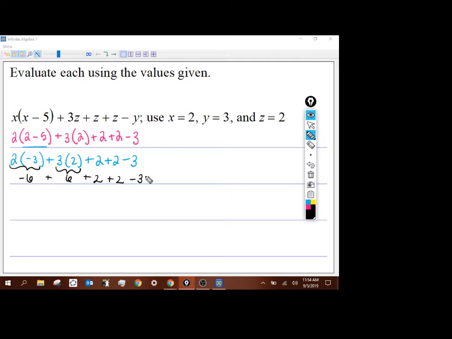And I think, guys, when you break it down to where all you have is addition and subtraction left over, you should just be able to go left to right, keeping tally, keeping total of what you have. So negative 6, then I add 6 to it, so I'm at what now? 0, then I add 2 to it, and then I add 2 more to it, and then I subtract 3 from it. What should I be at? I should be at 1. Okay?